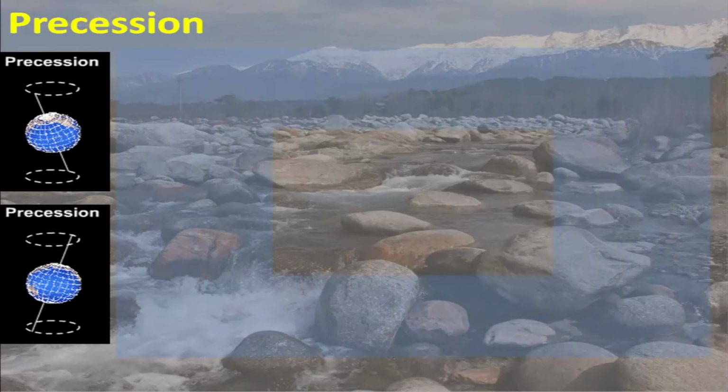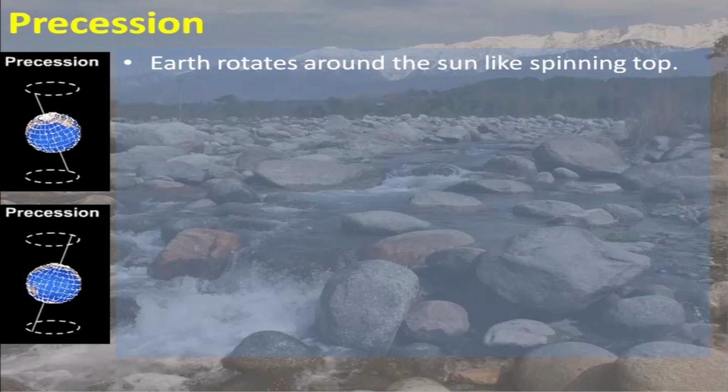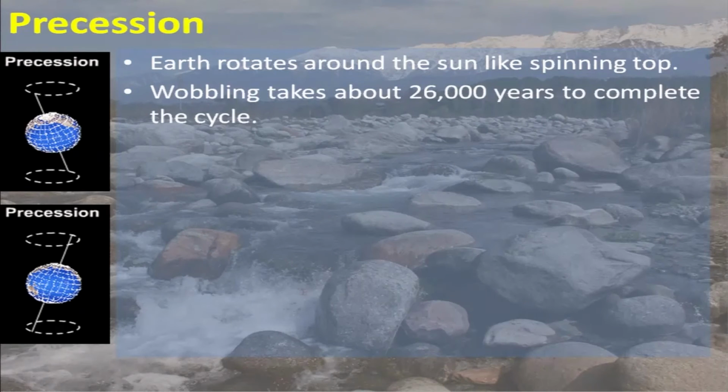Then comes the precession. So, the Earth's rotation around the Sun is like a spinning top. It wobbles, and takes about 26,000 years to complete the cycle. So, the cycle will be taken as shown here. It takes 26,000 years to complete one full wobble.